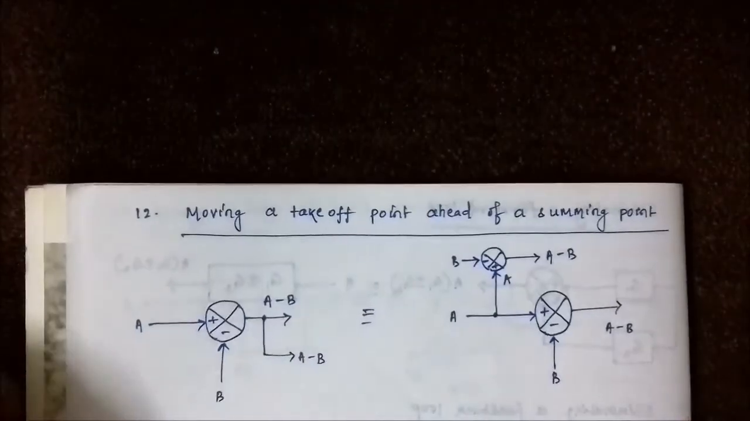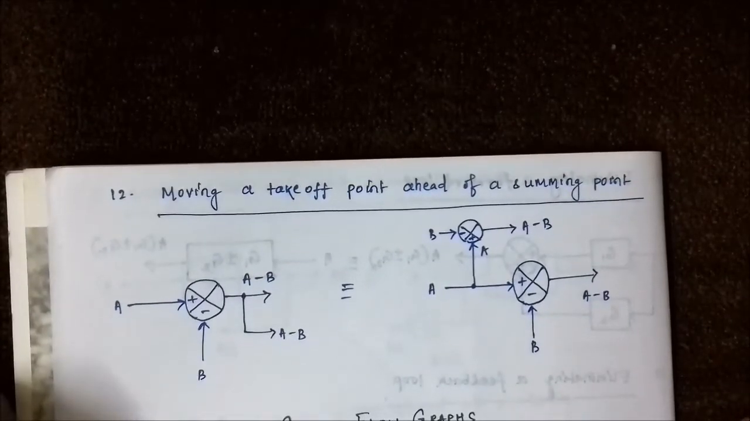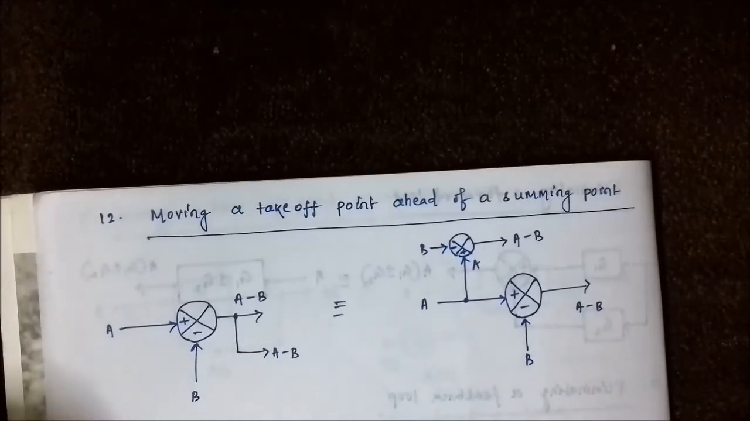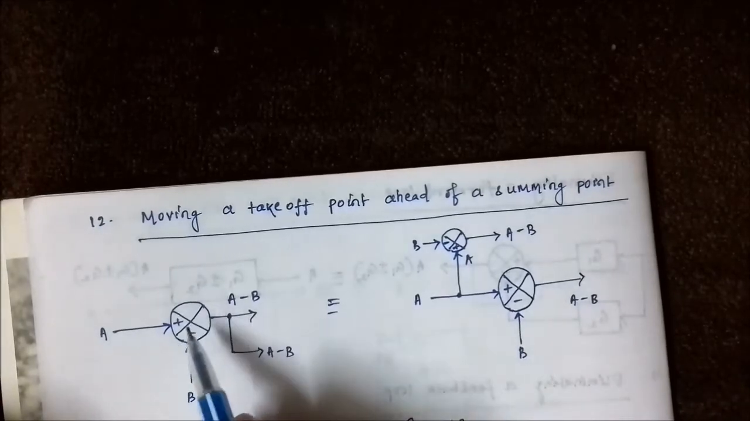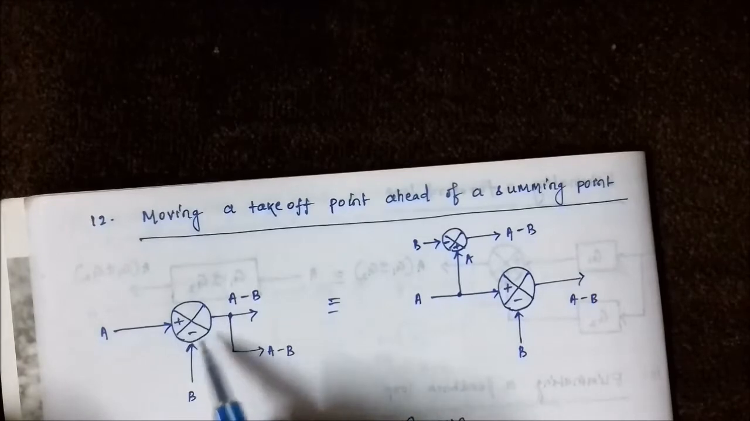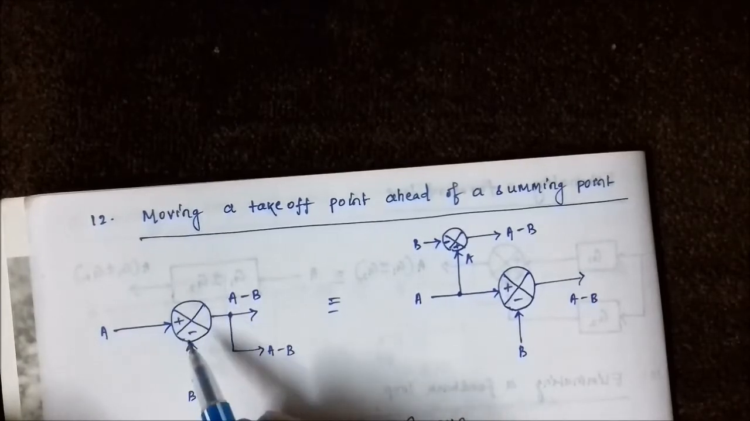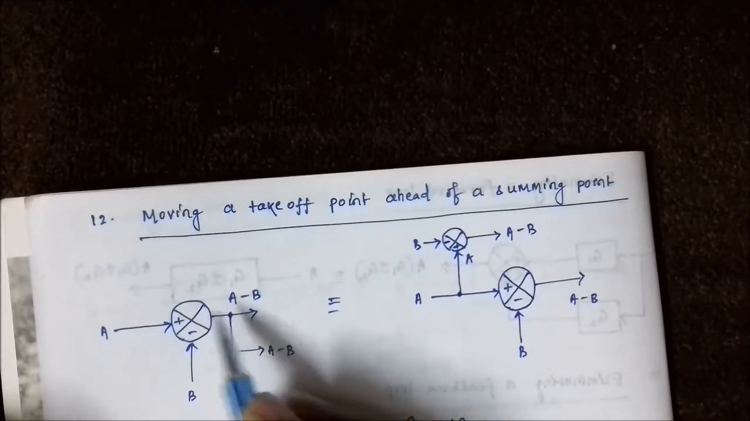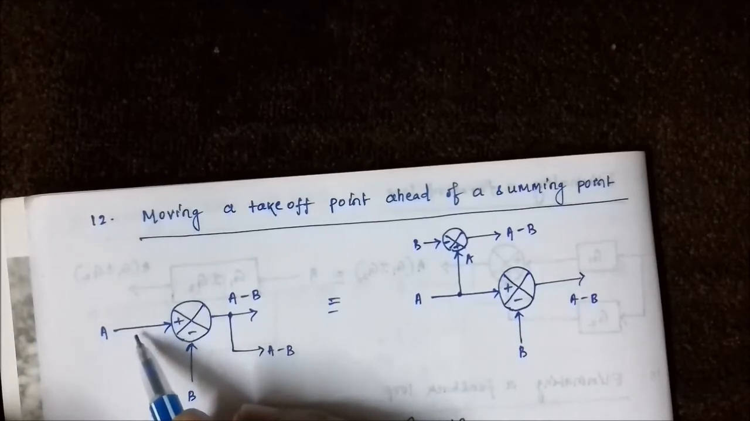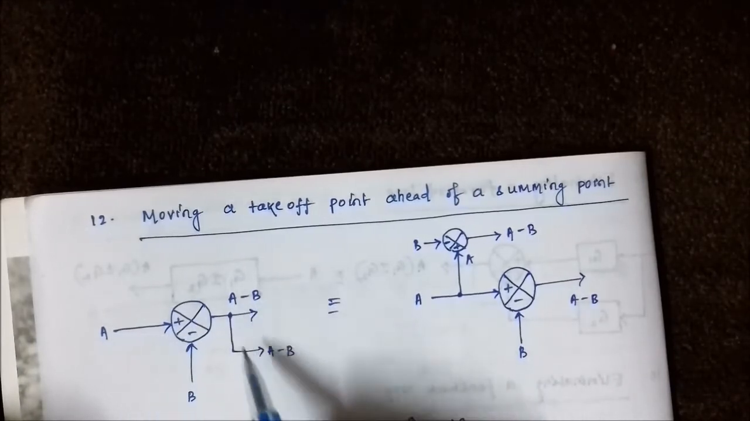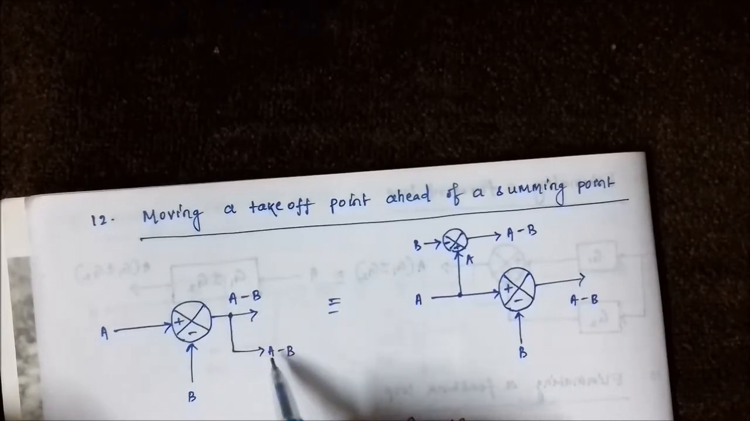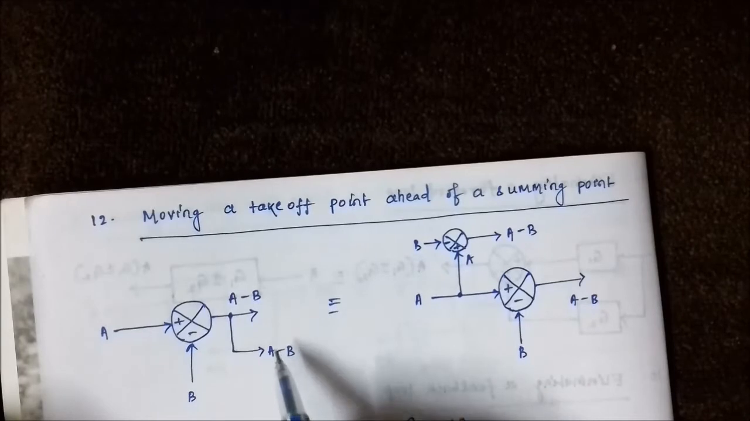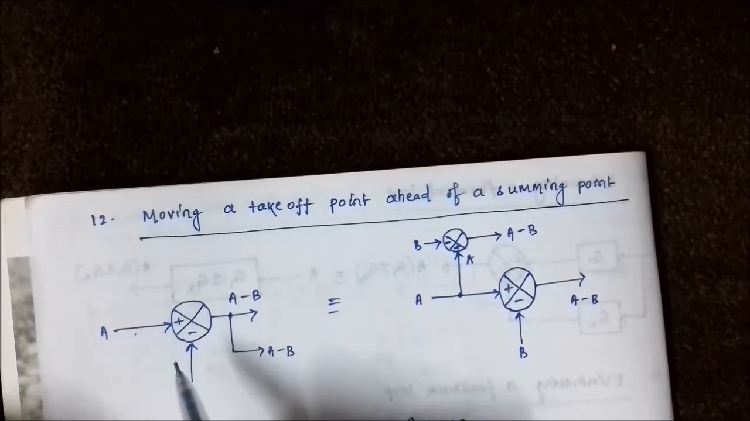Next is moving a takeoff point ahead of a summing point. What we have here is a summing point which is ahead of the takeoff point, and we need to shift this takeoff point to the left. The same principle applies: the signal value of the takeoff point should not get altered. Here the signal value of the takeoff point is A minus B. So even though we shift it, it must have the same value.